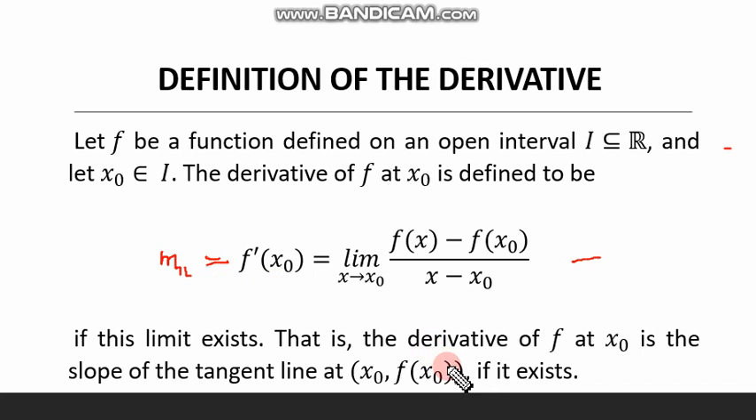So it means that the derivative of the function at x sub 0 is the slope of the tangent line at x sub 0, if this exists. So again, the derivative is the slope of a tangent line.